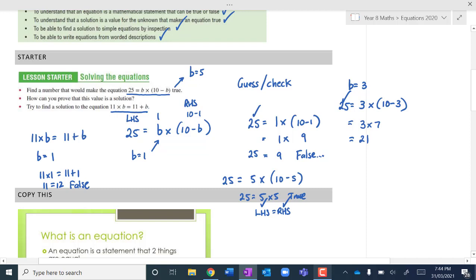We could keep going. We could go 11 times 2. Does that equal 11 plus 2? No, it doesn't.